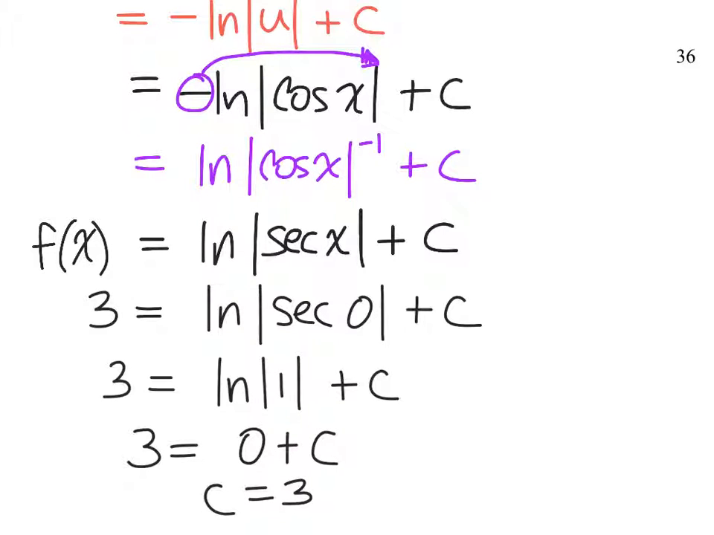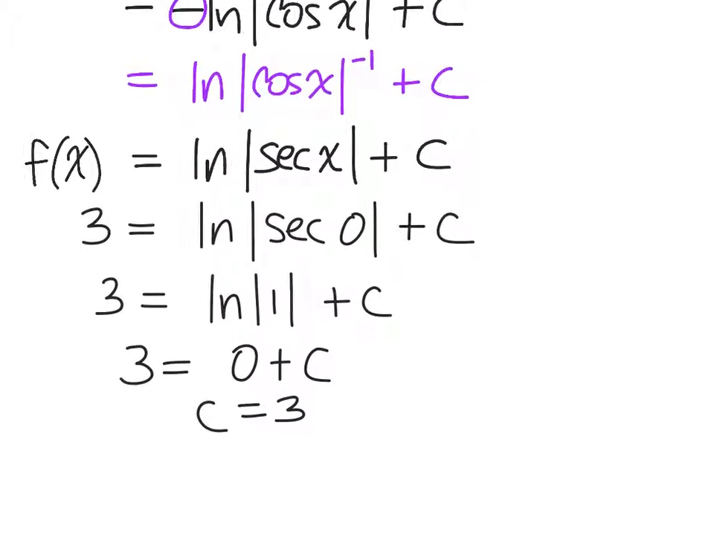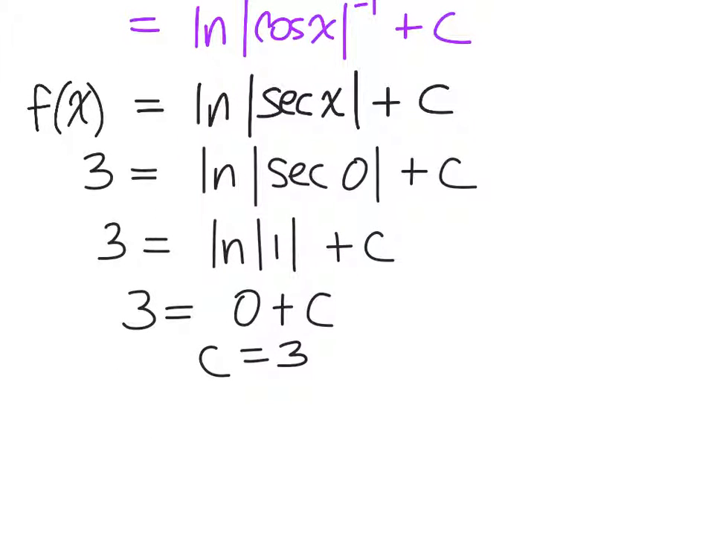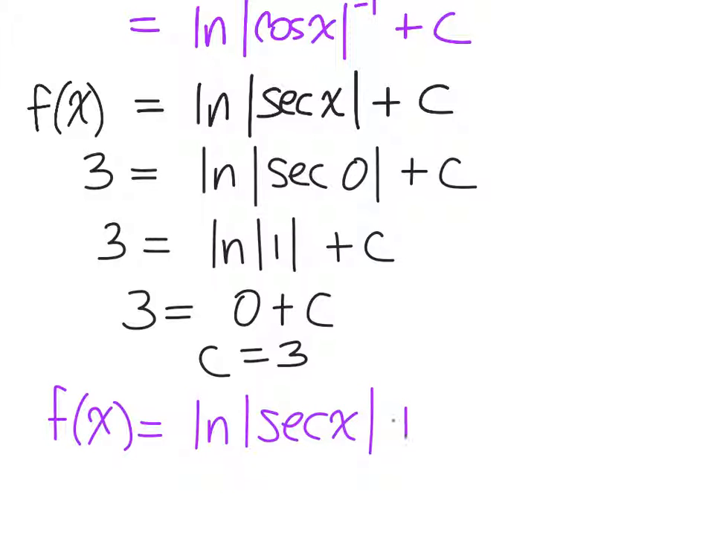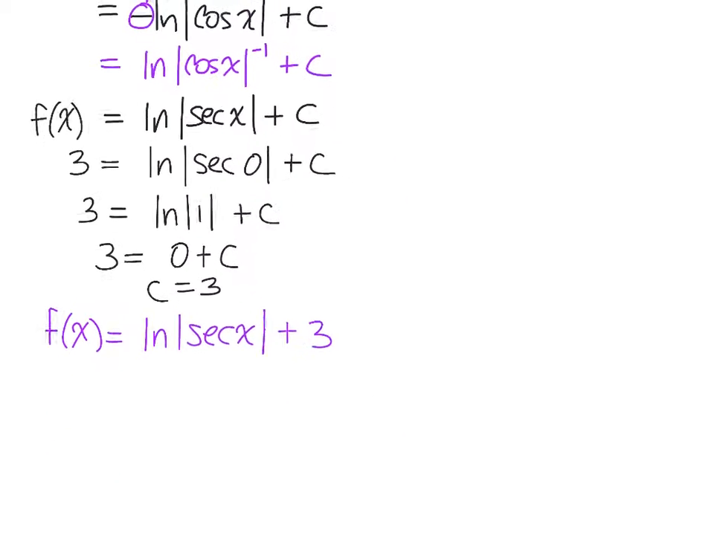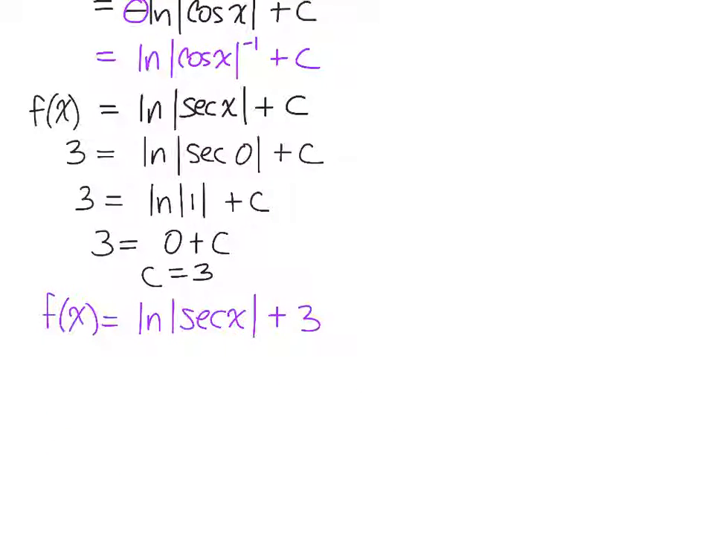And that's a pretty common occurrence in math class, where it kind of cleans up so that c is equal to whatever the y value is, but you can't always guarantee that that's going to be the case. So the particular solution is f of x equals ln of the secant of x plus 3. That's a good looking solution right there.